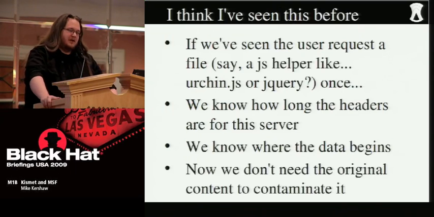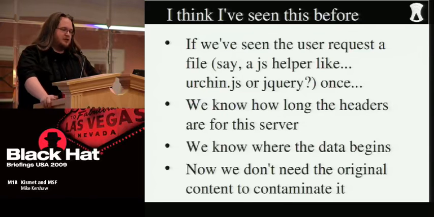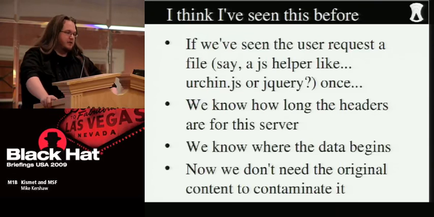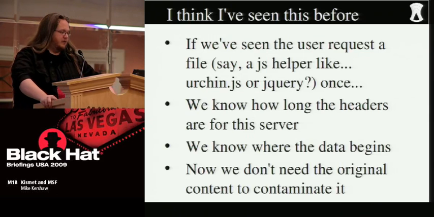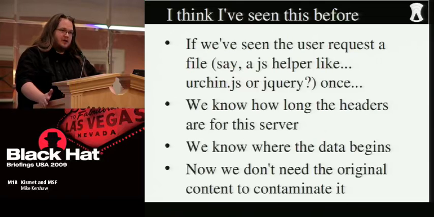I think I've seen this file before, say Urchin or jQuery or anything like that. We just remember how long the headers are for that server, so the second time the user reloads, whatever page they're reloading, we know where the data begins, and we can generate a custom overlay header that fits nicely on the top of it. Now we don't need to save the original content to contaminate it with the JavaScript include, but we do need to see it once.